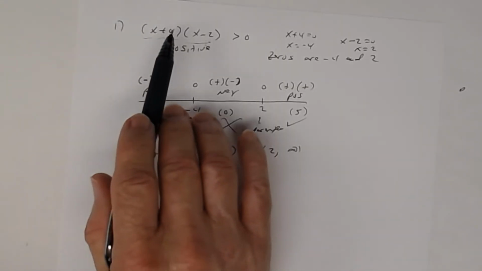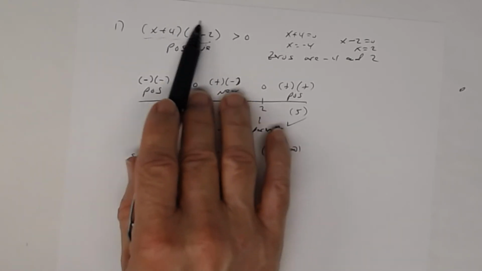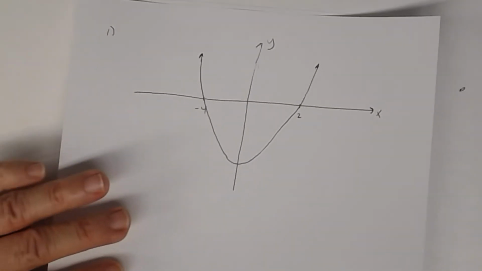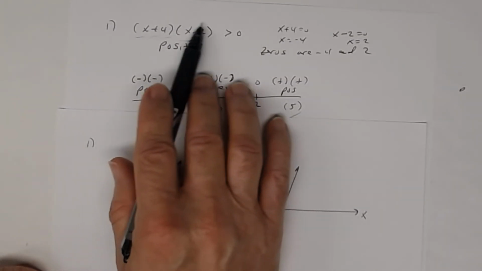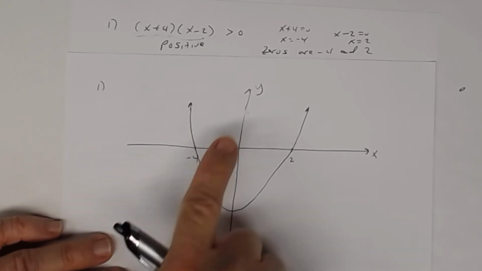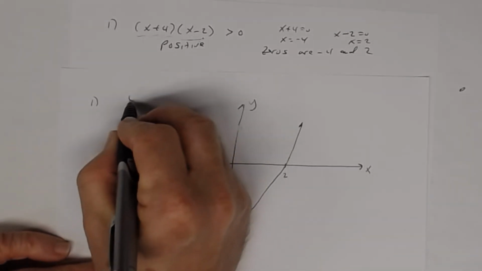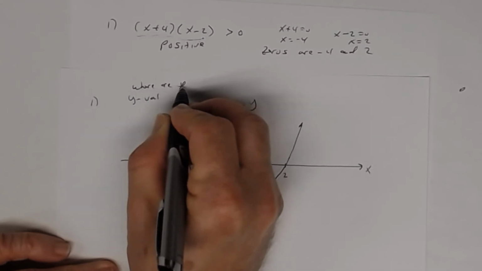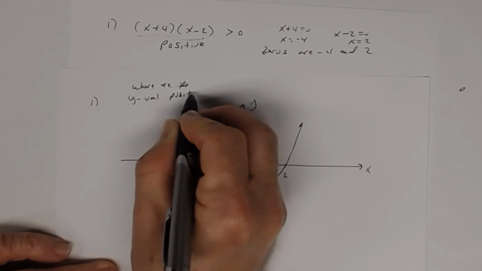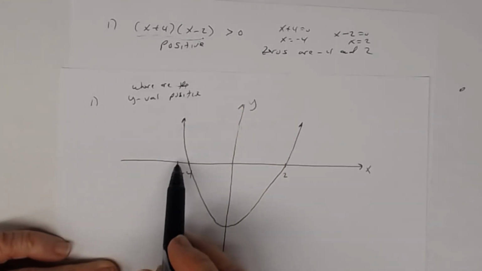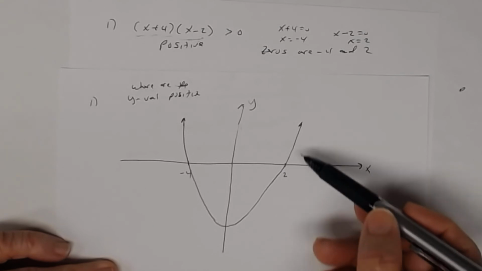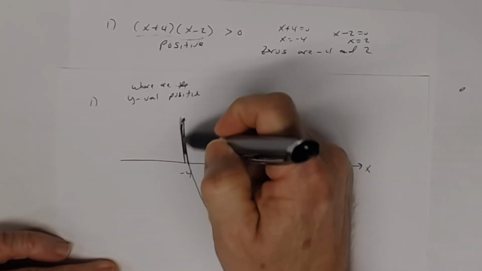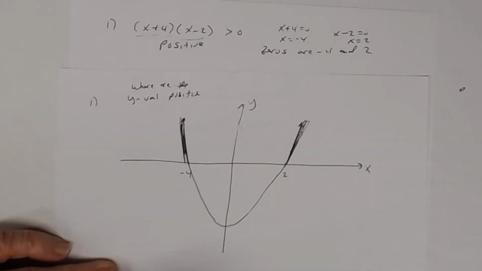right here, I wanted this product to be positive, right? So notice that when I ask this product to be positive, in terms of the graph, I'm talking about the y values. So where are the y values positive? That's what you're asking. So the y values are positive above the x-axis. So here, right? And here. So that's where my y values are positive.